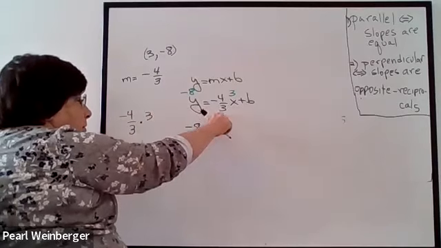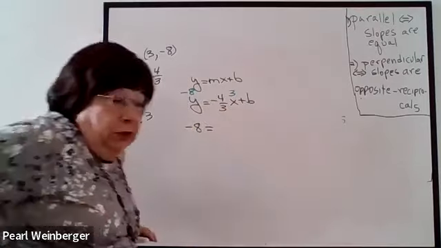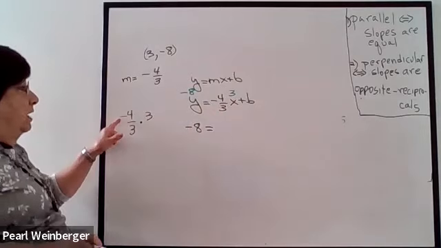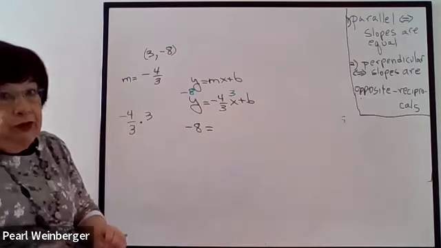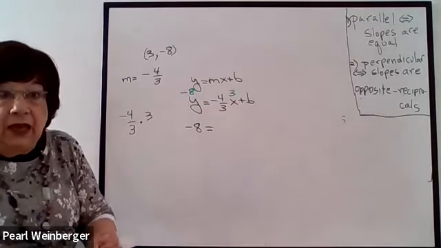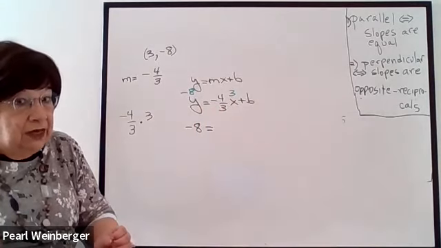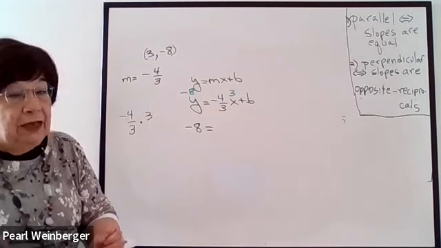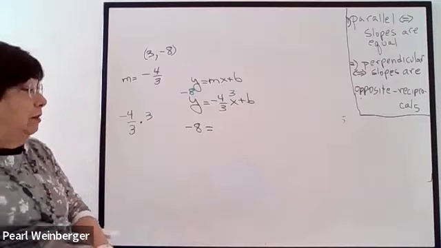When you have a letter next to a number without anything in between, what you're doing is multiplying. Now, how are you going to do this? This -4/3 times 3. There are two options. You could take out your calculator. And I'm going to give you the steps on how to do it on the calculator because it's important for you to be able to do things on the calculator. And then I'm gonna do it without the calculator.